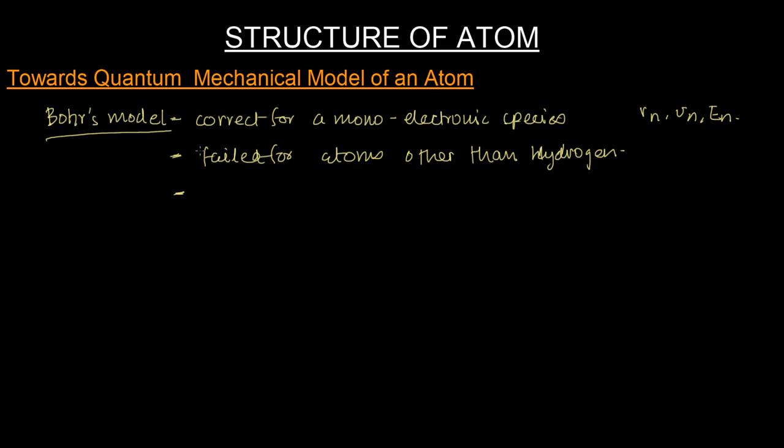So we say that the analysis of Rutherford's model of the atom by Bohr is called the classical approach. Now there must be something wrong with this approach somewhere, right? And how did that come to notice? It came to notice by two very important developments.